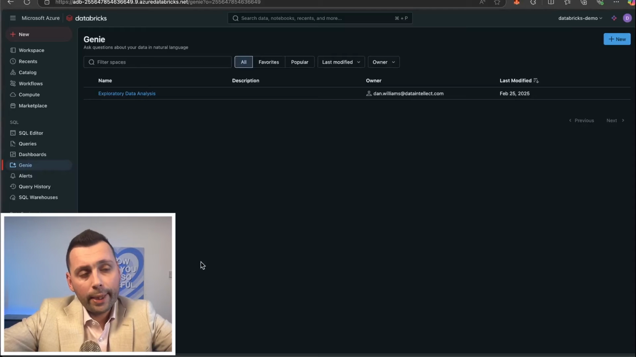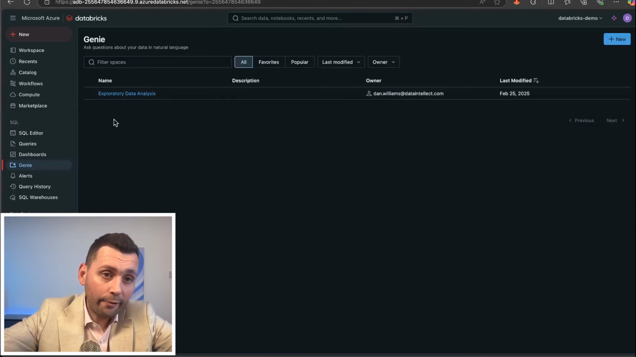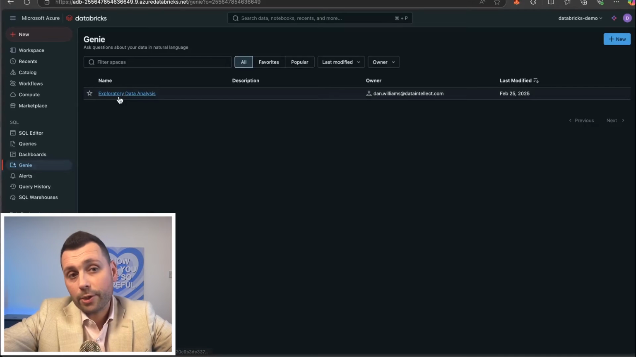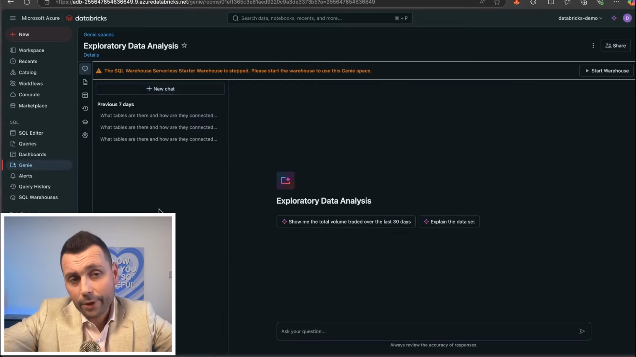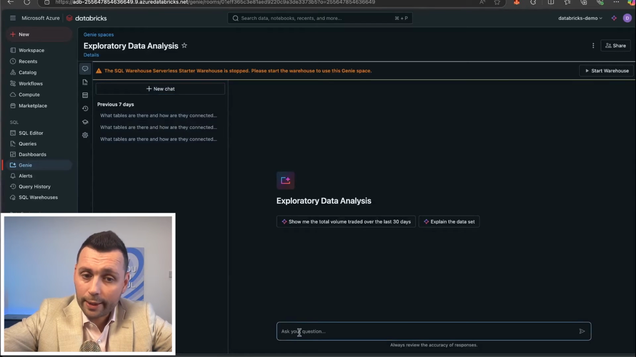Let's walk through a live demo so we can test Databricks Genie. Let's dive into some questions. In our Databricks workspace, we can head over to Genie. Here, as you can see, I already have a Genie space created called Exploratory Data Analysis. On the left side, we have all our previous chats, and we can just start asking it questions.